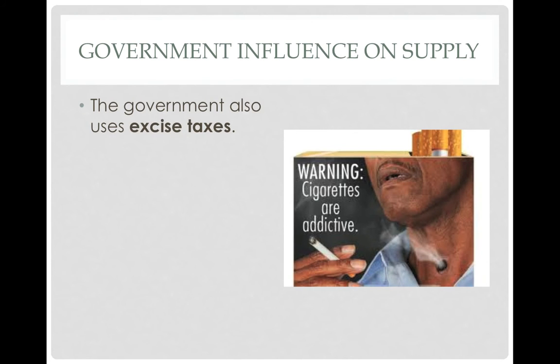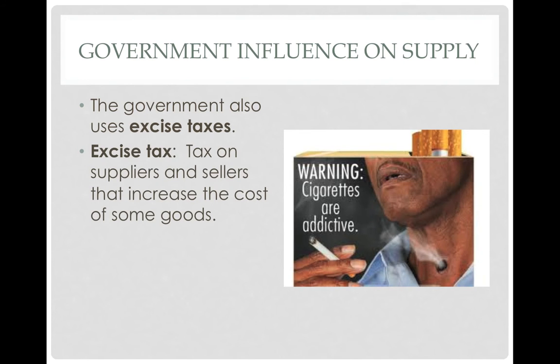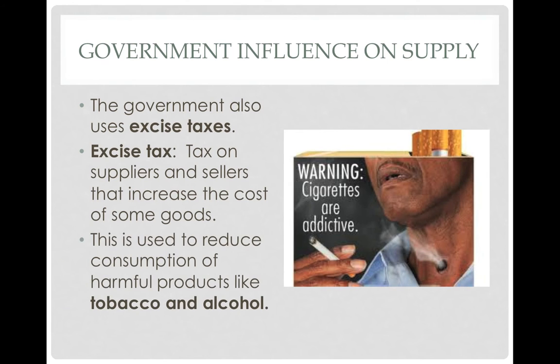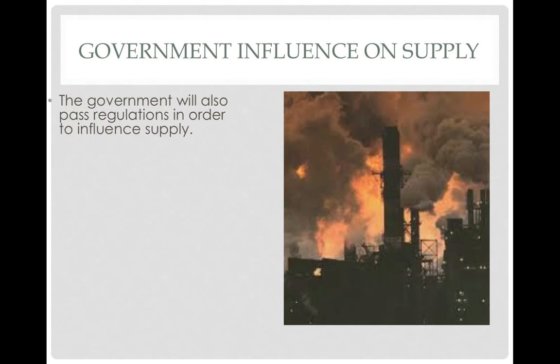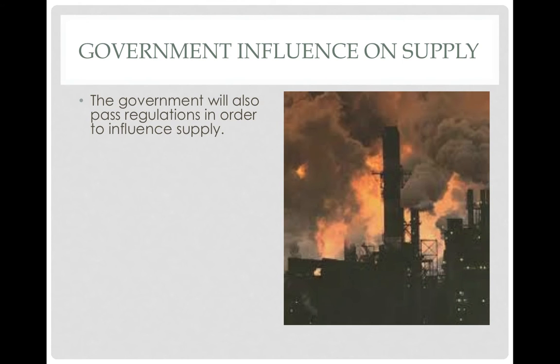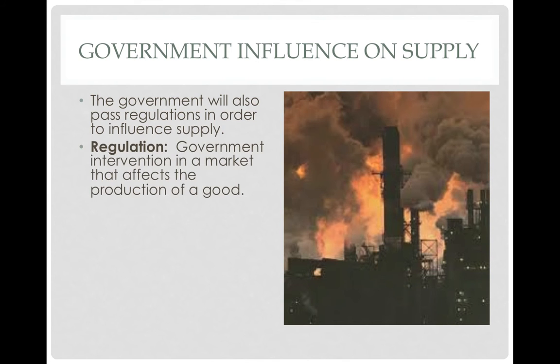The government also uses excise taxes. An excise tax is a tax on suppliers and sellers that increases the cost of some goods. And this is used to reduce consumption of harmful products like tobacco and alcohol. The government will also pass regulations in order to influence supply. Regulation is government intervention in a market that affects the production of a good.